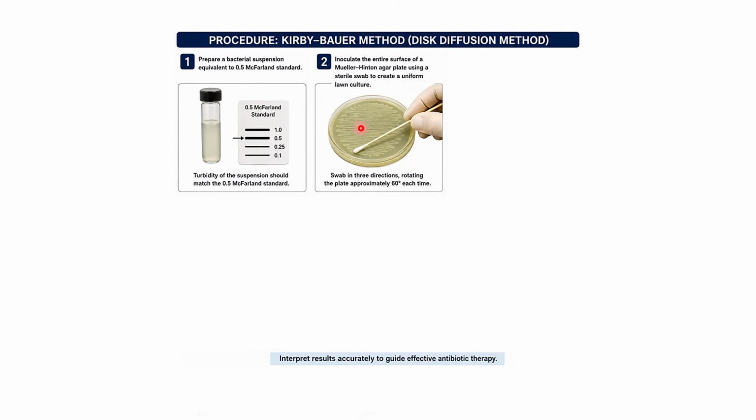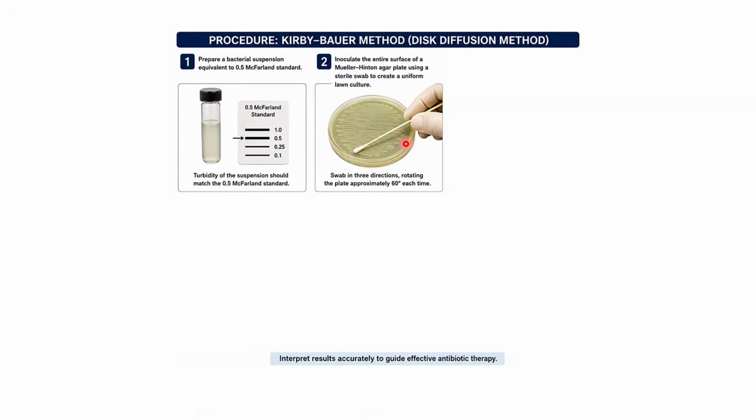And in doing this, we swab in 3 directions by rotating the plate approximately 60 degrees each time. So we swab from this side of the Muller-Hinton agar to this side. Once we are done, we rotate the Muller-Hinton agar plate and swab from here to this side.